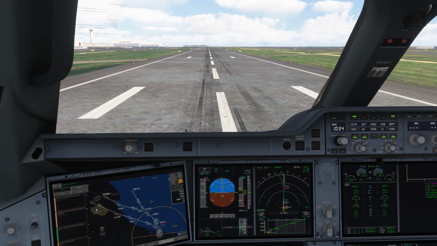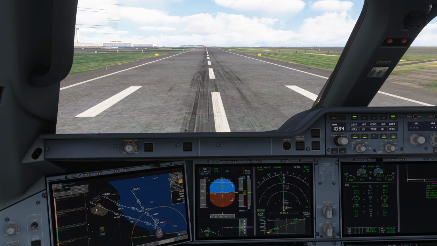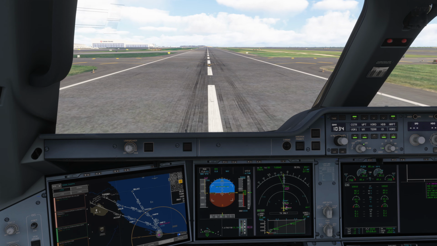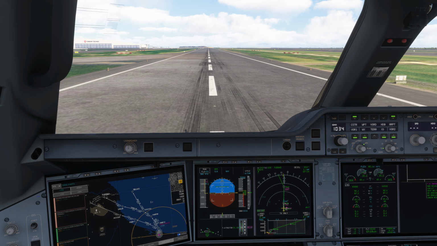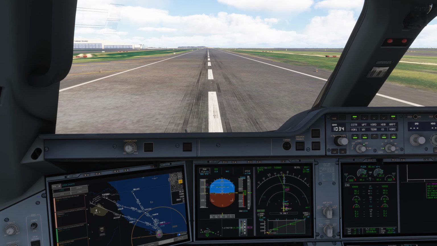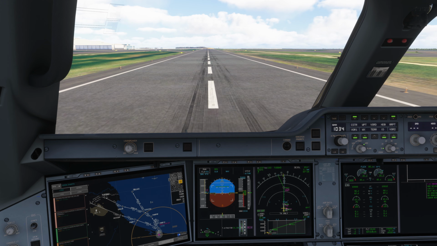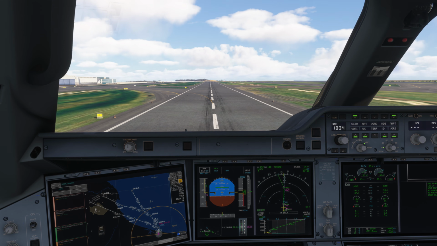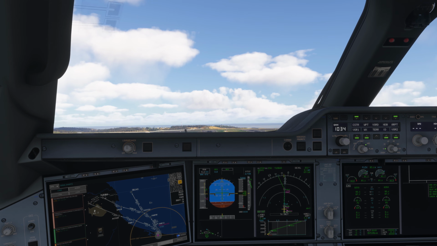Use very small rudder inputs to keep your airplane on the runway centerline. It's really easy to do in the A350. At 80 knots we are slowly going to return our side stick to neutral. 100 knots, cross-checked. Hand off thrust lever, rotate. And we're looking at 3 degrees per second. Positive climb, gear up.